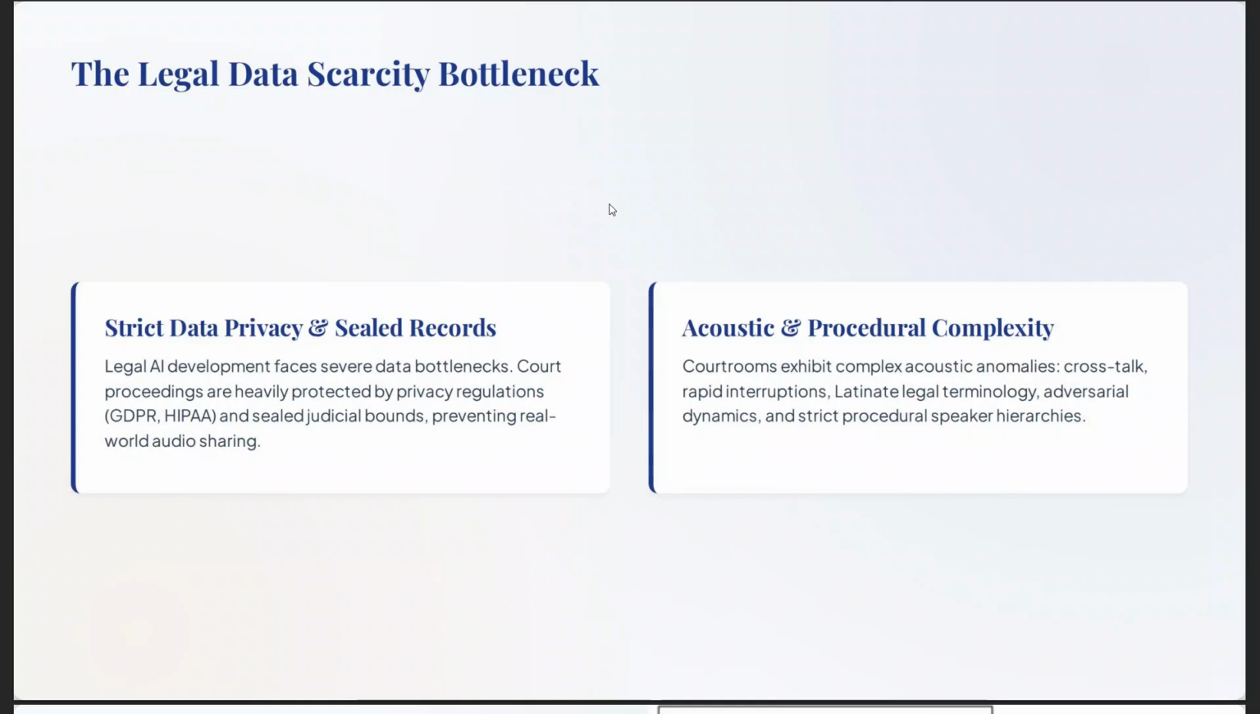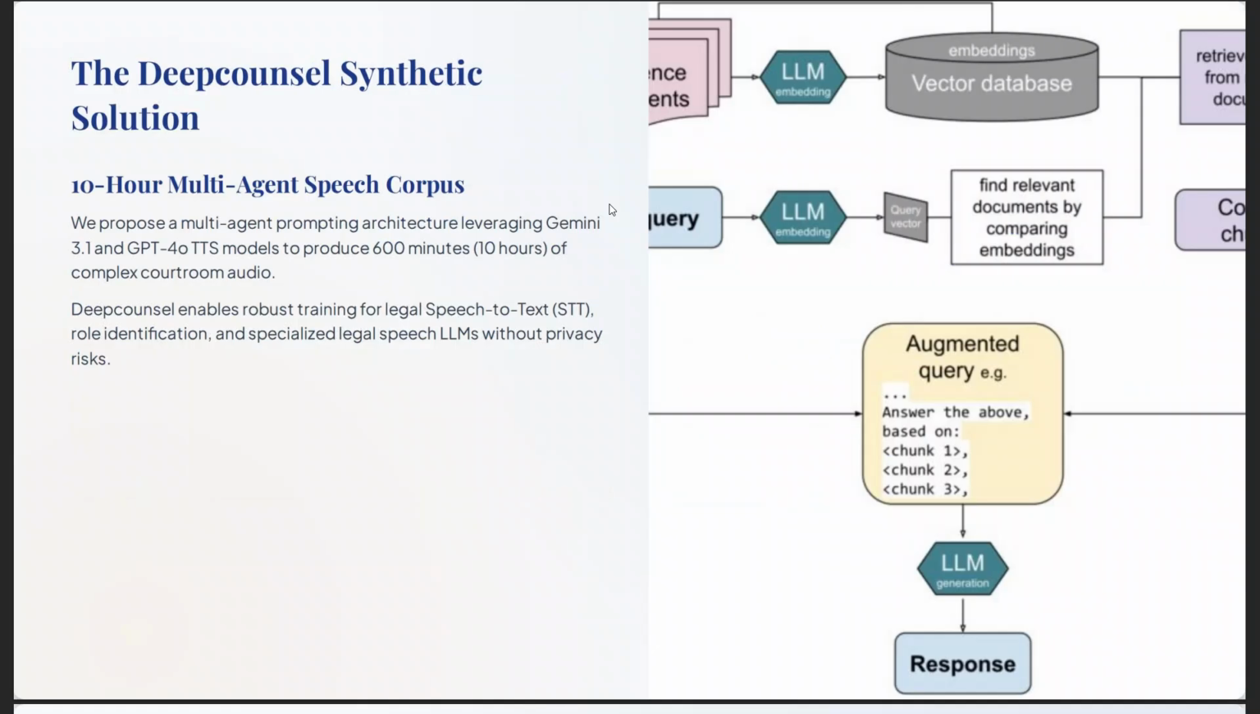Then there is acoustic and procedural complexity. Courtrooms exhibit complex acoustic anomalies, crosstalk, rapid interruptions, Latinate legal terminology, adversarial dynamics, and strict procedural speaker hierarchy. These are also some of the issues that we see in legal audio data. So one is the strict data privacy and sealed records, and another is the acoustic and procedural complexity. These issues form a legal data scarcity bottleneck.